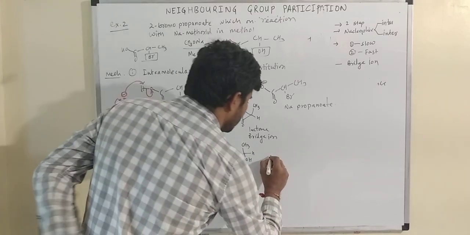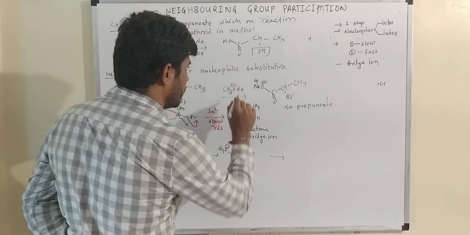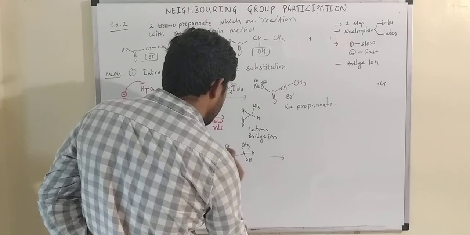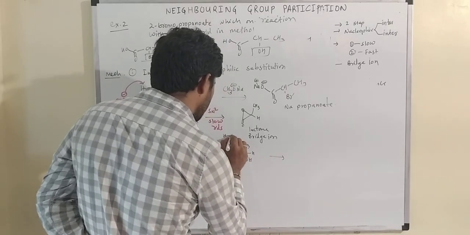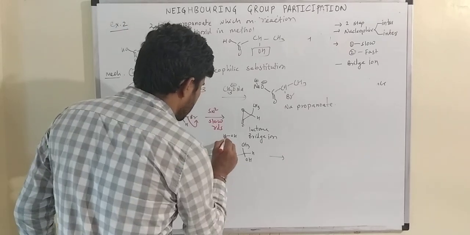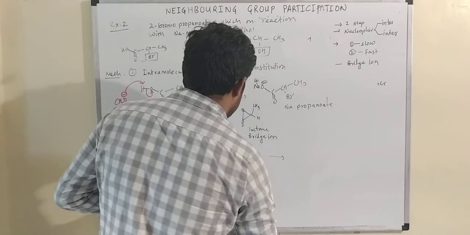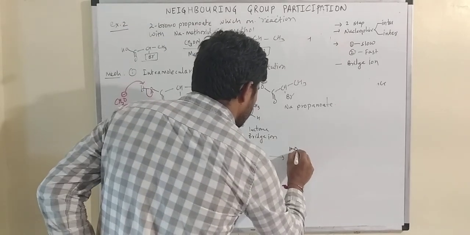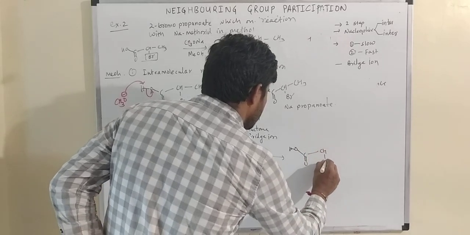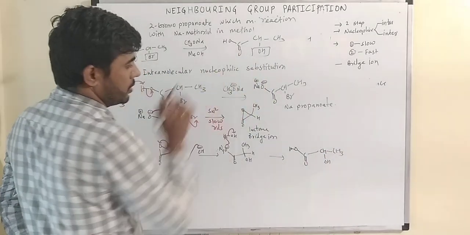Now in the next step, this is sodium. Now in the next step, this O minus abstracts a proton from the water molecule and it becomes OH, this is C double bond O. Now I am going to write CHOH and this is CH3. So this is our final product.